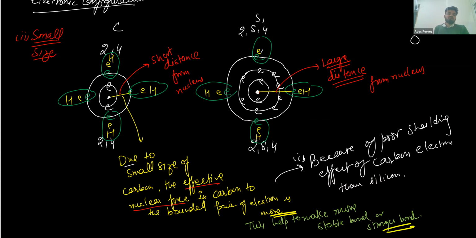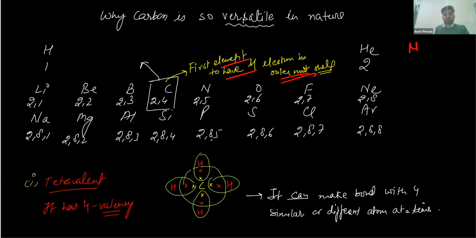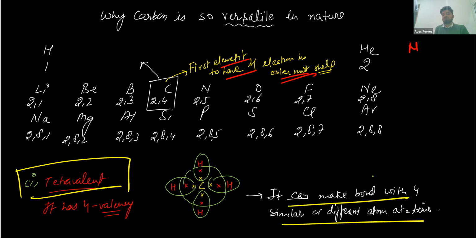Please first note down tetravalency. The first reason why carbon is so versatile in nature is tetravalency. It has a valency of 4, so it can make bonds with 4 atoms. Don't draw this, it is just for explanation. Note it down.